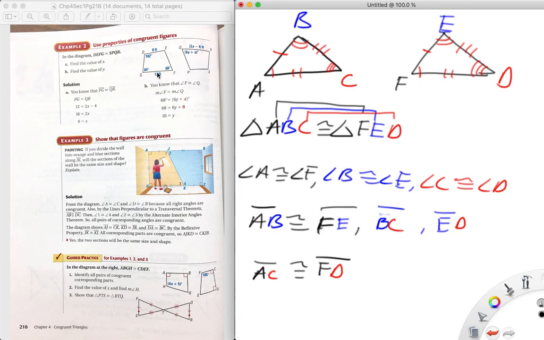Alright, here's some algebra involved with it. Knowing that they're congruent, I can set corresponding sides equal to each other and solve for various variables. I'm not going to do that.